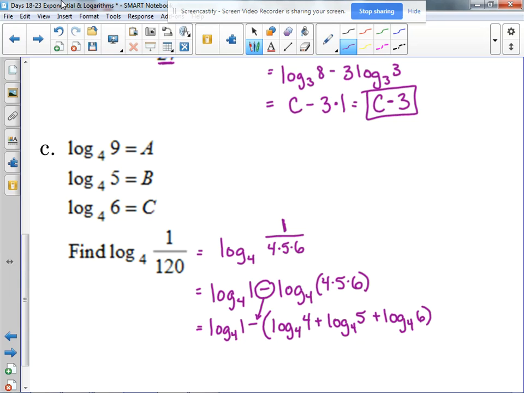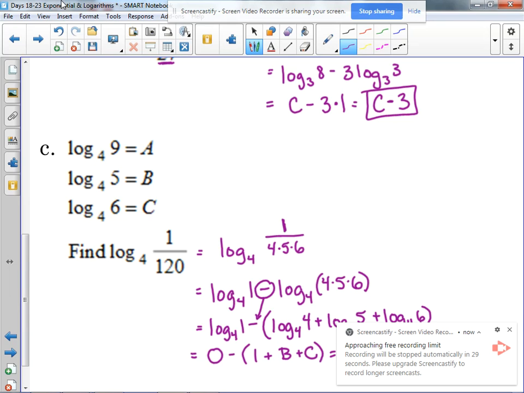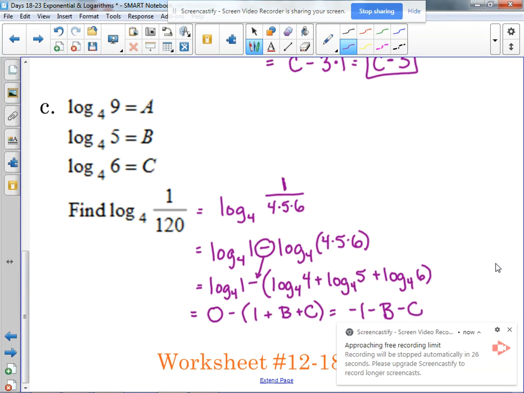Okay, so let's do a little number crunching. Log base 4 of 1. 4 to what power is equal to 1? 0. Very good. 4 to the 0 is 1. Anything to the 0 is 1. So if you're taking the log of 1, it's 0. Log base 4 of 4 is 1. Log base 4 of 5 was B. Log base 4 of 6 was C. Now, if we're going to properly express that, that negative there gets applied to everything that follows. So the correct answer here is -1 minus B minus C.